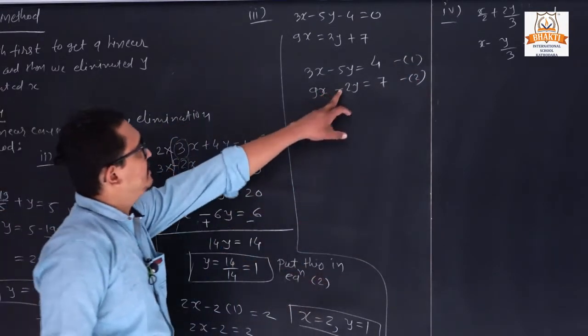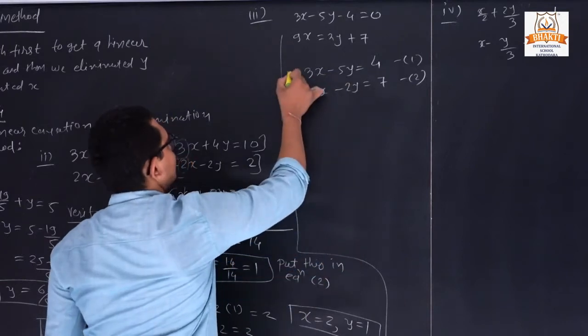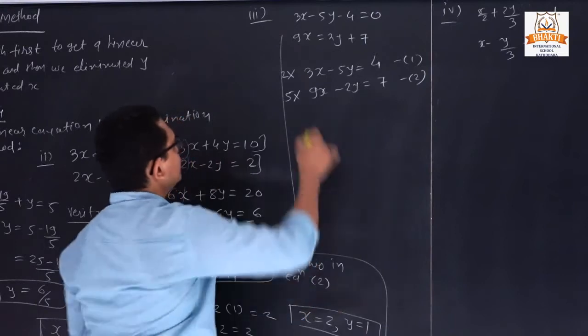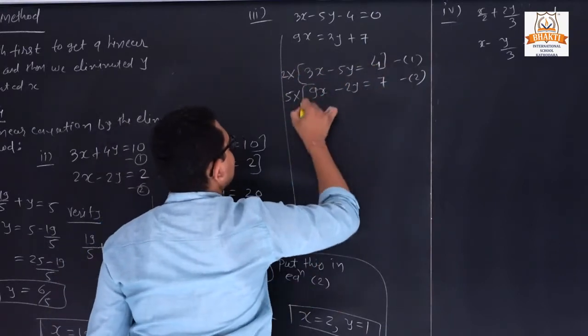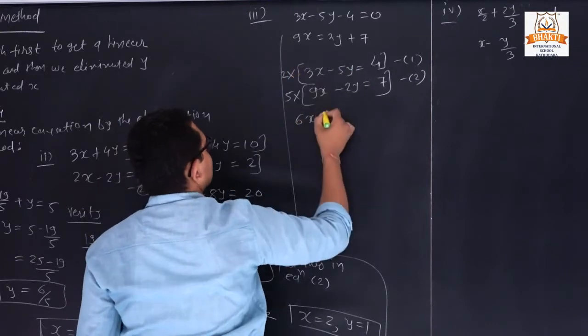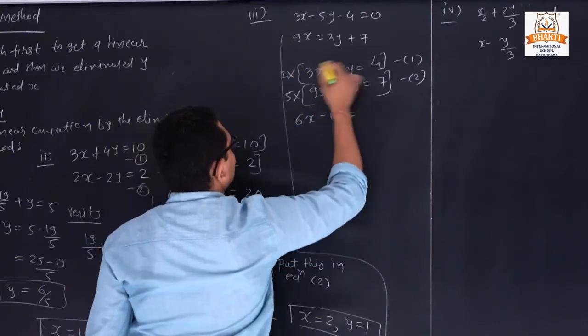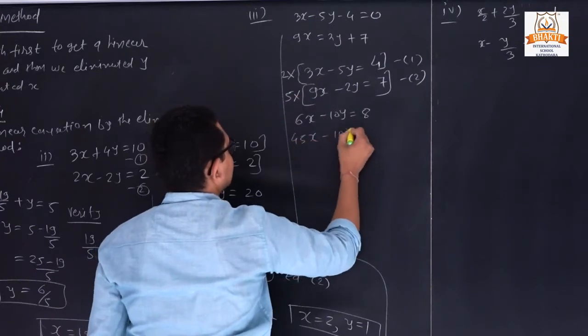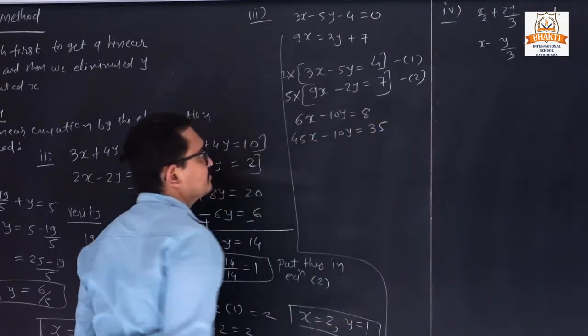In this we can eliminate y. So this 2 is multiplied with the first and this 5 is multiplied with the second. So our equations are like that now. So 2 3s are 6x, 5 2s are 10y, 4 2s are 8, 9 5s are 45, 5 2s are 10, 7 5s are 35.